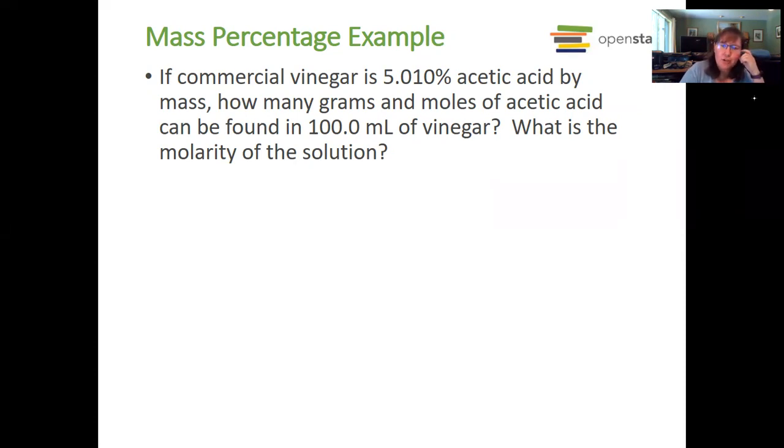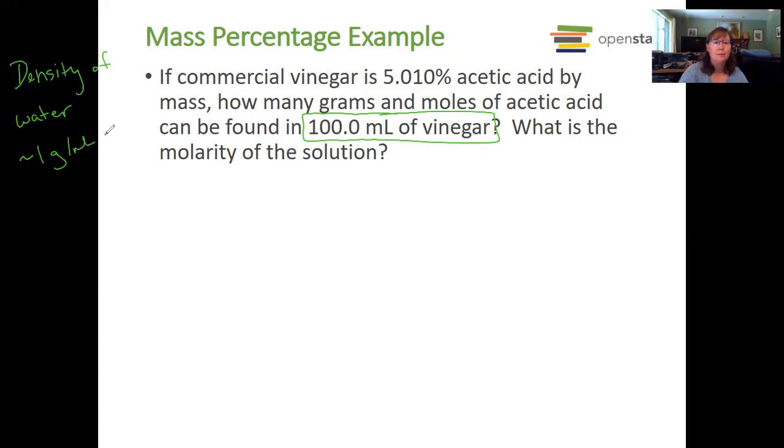Okay, so it says commercial vinegar is 5.010% acetic acid by mass. How many grams and moles of acetic acid can be found in 100 milliliters of vinegar? If they don't give us the density, one of the things that you need to remember is that the density of water, and therefore aqueous solutions, is about 1 gram per milliliter. So if we have 100 milliliters of vinegar, and they're not going to tell us the density, you can assume that that's 100 grams of vinegar.